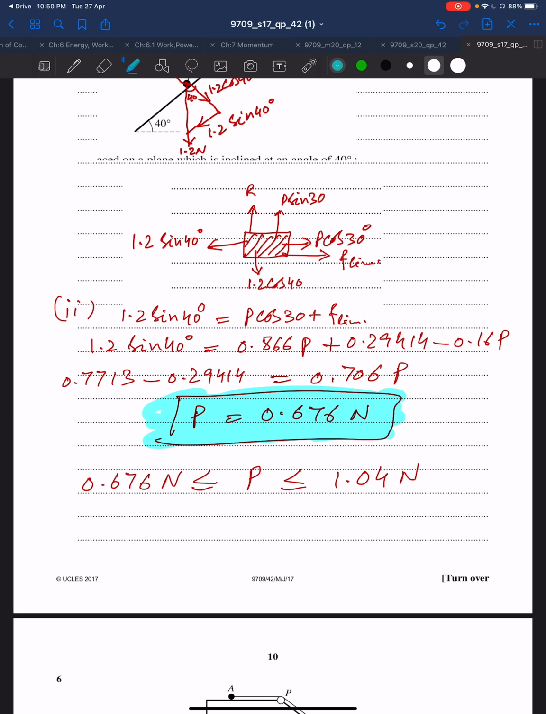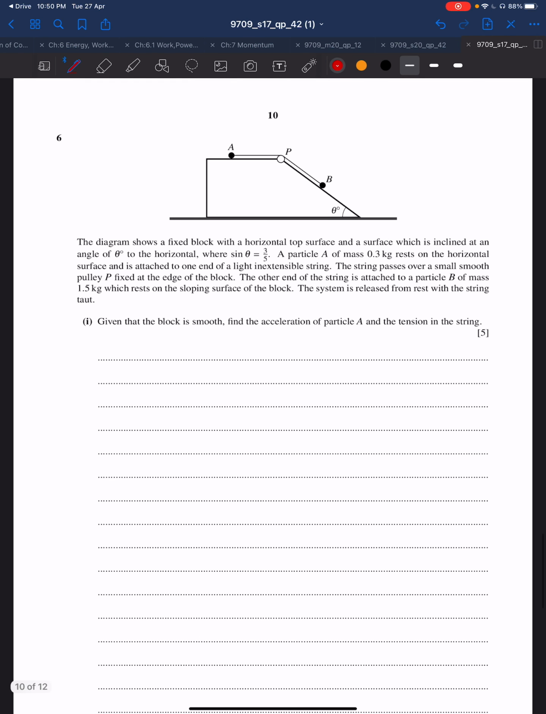Okay, hope you have understood the concept. Let me highlight this. You got the set of values of P, which are between these limits. The next question is question number 6, which is the last question of this paper.